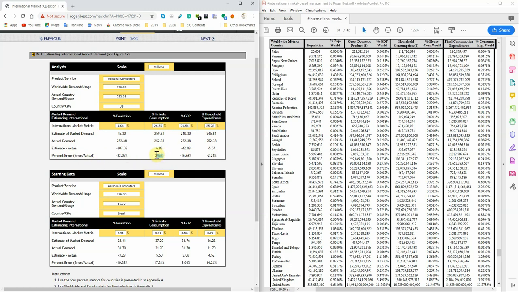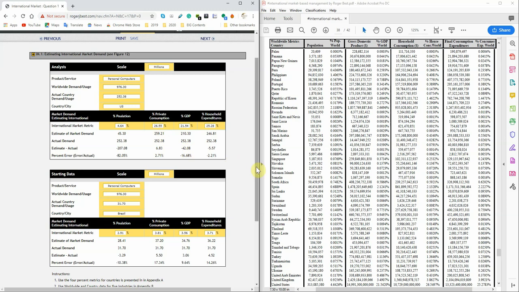So this is the most accurate indicator. We can use percentage of private consumption or percentage of household consumption as the indicator, and by using it we can calculate international market demand more accurately. The estimate is about 259 million, but the actual demand was 252 million, which is very, very close. So this is a very accurate indicator to calculate international market demand.